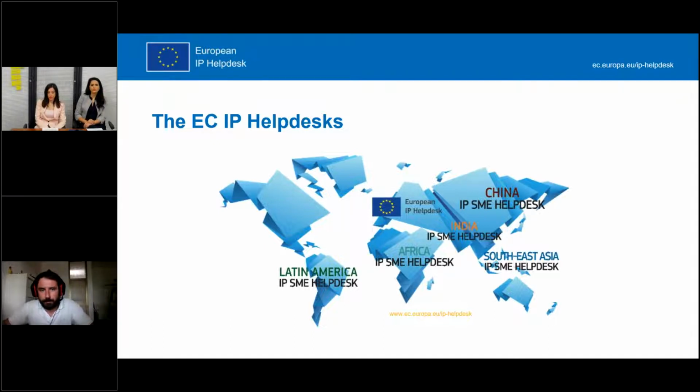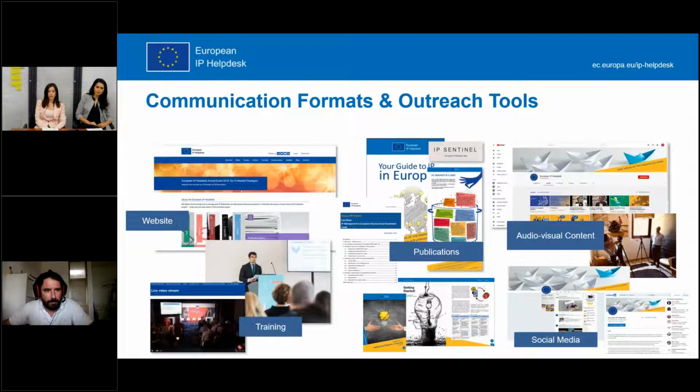If you're looking for information regarding intellectual property rights outside the European boundaries, you can check out the China IP SME Helpdesk, and the India, Southeast Asia, Africa, and Latin America IP SME Helpdesks. They are there to help you exactly with the same topics I described to you for the European Union, but outside the EU. I've talked about the website, trainings, publications.